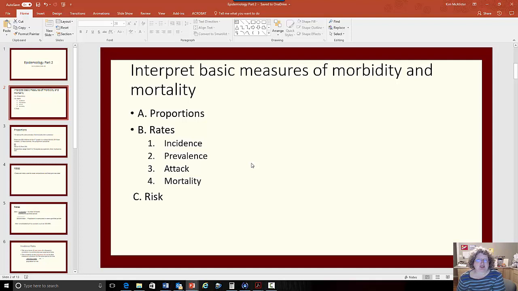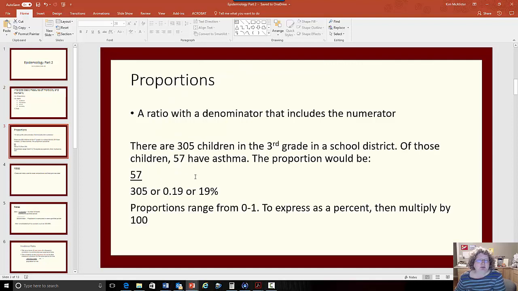If you encounter issues beyond these particular types of rates and proportions, understand that there are ways of calculating more information than what we're going to go over here. And if you're interested in learning about that, let me know and I can direct you to some additional resources for that. We're going to discuss proportions, a variety of rates, and also talk about risk.